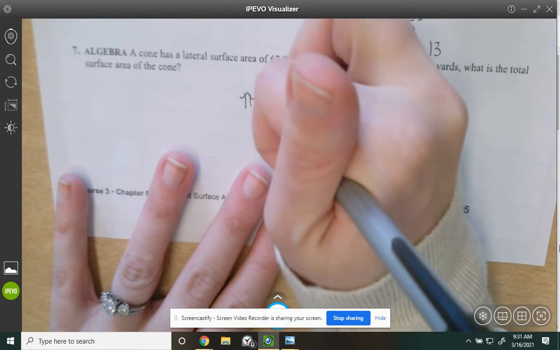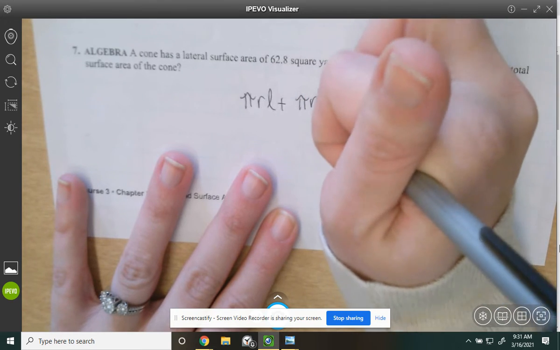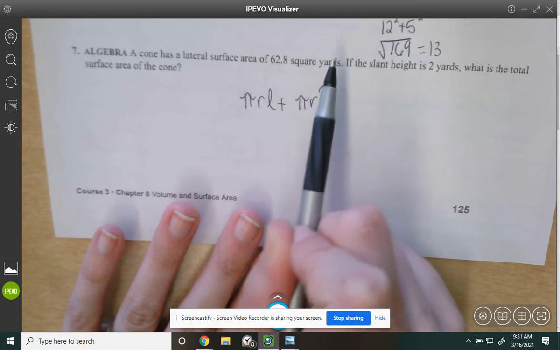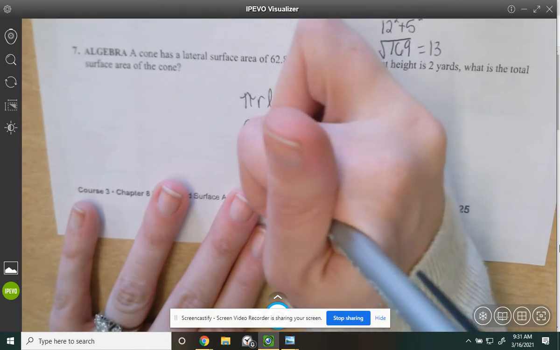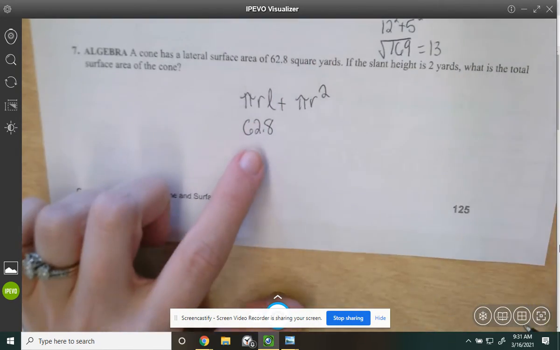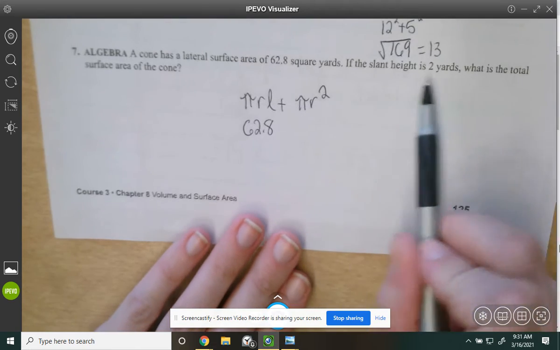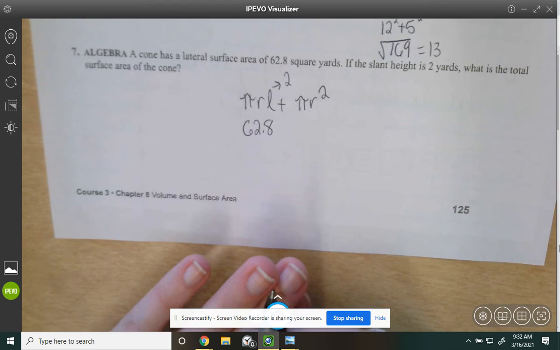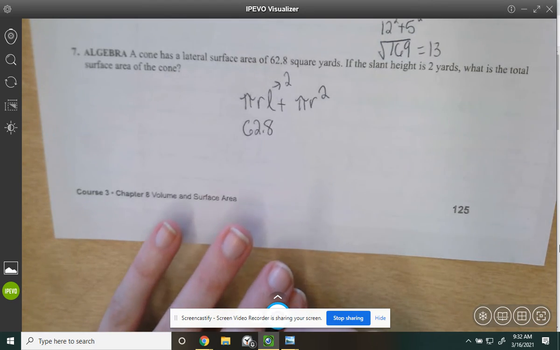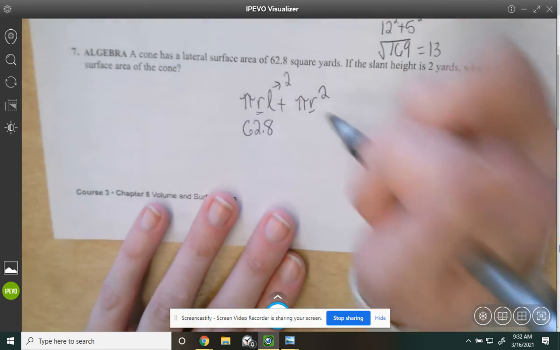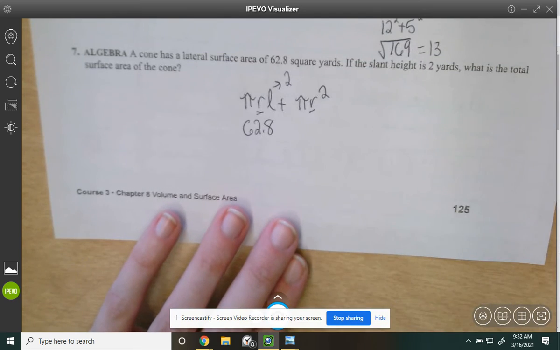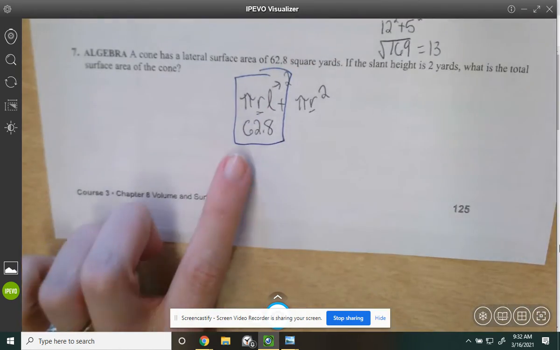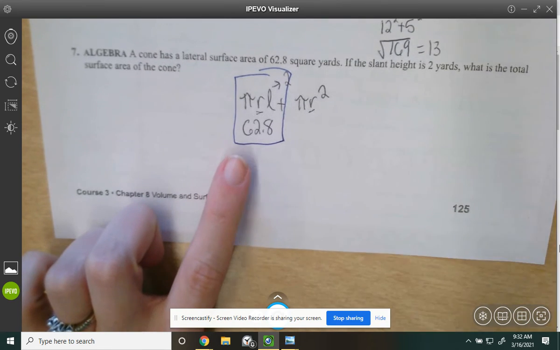Let me write out my equation. A cone has a lateral surface area of 62.8 square yards. So that means this part right here is 62.8. If the slant height is 2, so I'm going to say, hey, that's 2. What's the total surface area for the cone? So guess what I don't know yet again? The radius. So this time I'm going to put this section of my equation equal to each other.